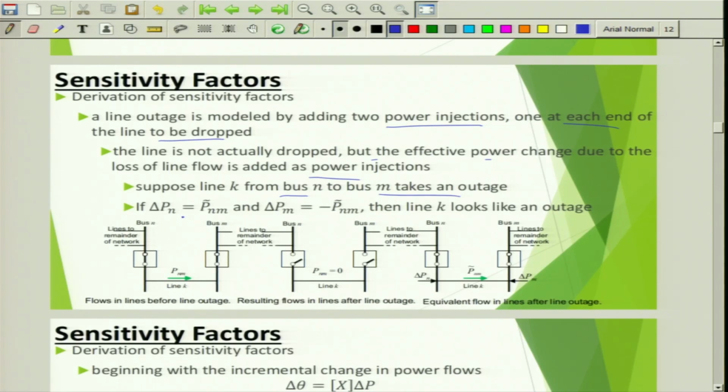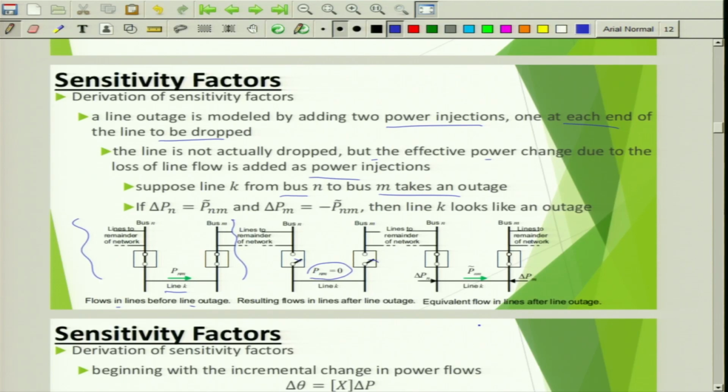Now how are we representing this? Earlier, these are the line flows in the line before the line outage. Now there is bus N and bus M, and there is a line connected between them, named K, and the power flow is termed PNM. Power flow is happening between bus N and bus M, and let us say there is a line outage. That means a breaker is taken out, so the power flow is 0 here. And how do you represent this?